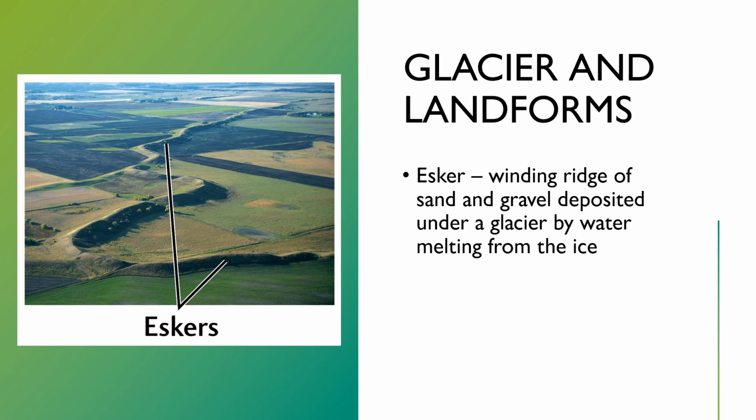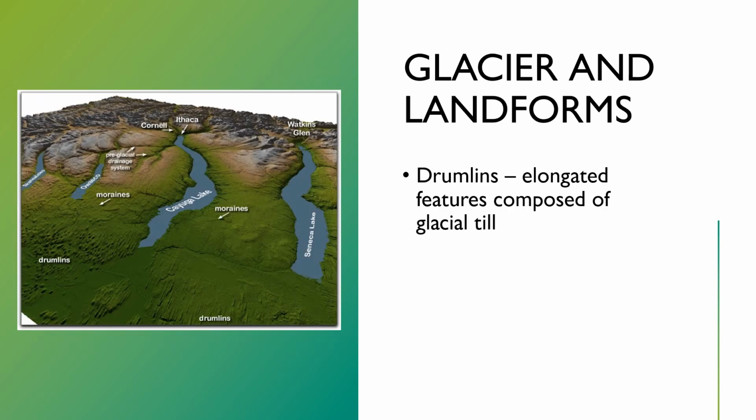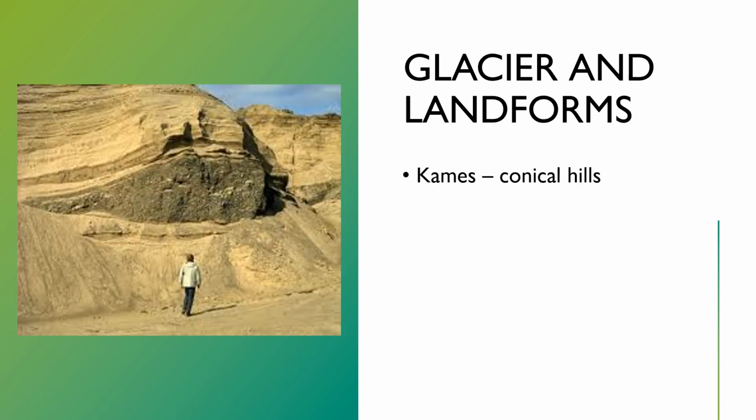Esker is a winding ridge of sand and gravel deposited under a glacier by water melting from the ice. Drumlins are elongated features composed primarily of glacial till, and they often occur in clusters called drumlin fields. Kames are conical hills that are formed when a stream deposits sediments in a depression of a glacier surface.